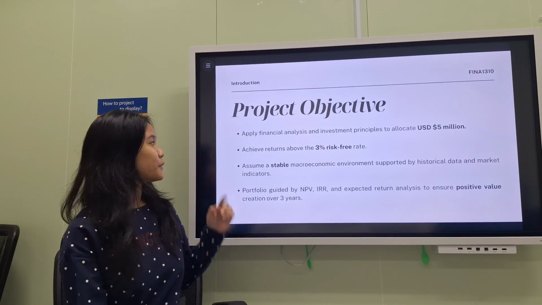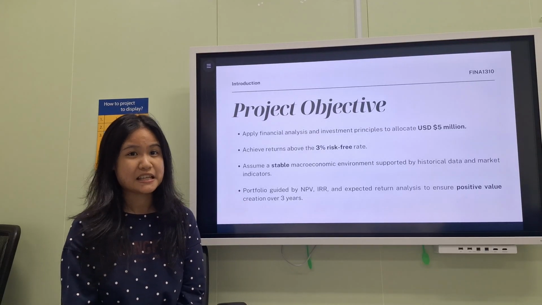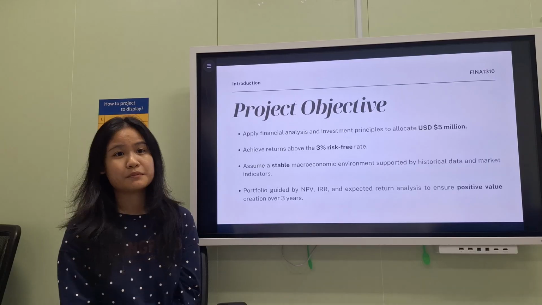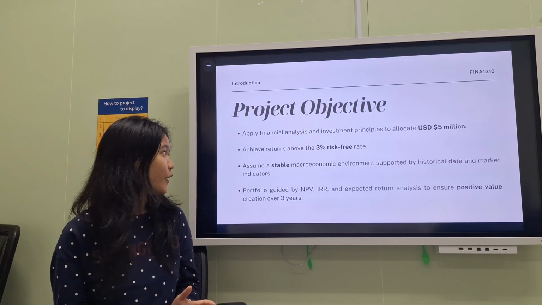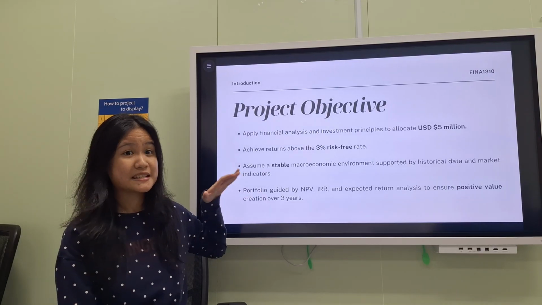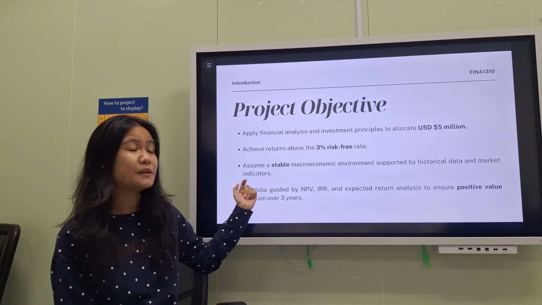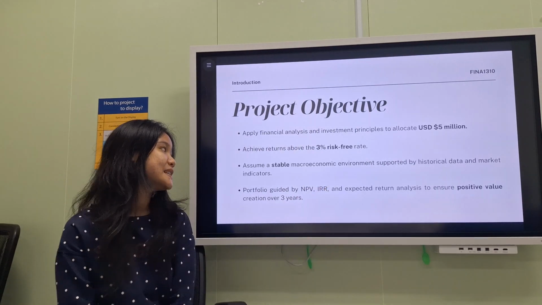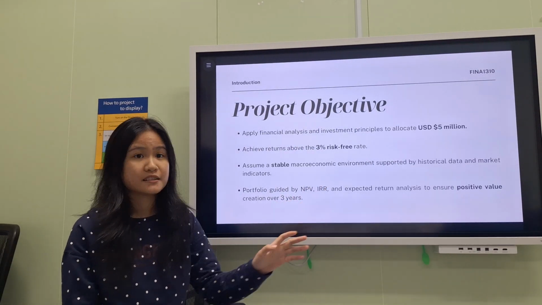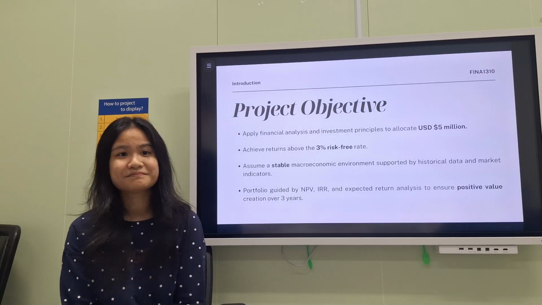So our group's product objective is to allocate $5 million into a range of investments and then use financial and investment principles that we have learned throughout the course. Our risk-free rate is 3%, so we have to achieve returns above that rate. Our assumption is a stable macroeconomic environment. So we will use NPV, IRR, and expected return analysis to ensure that we can achieve a net positive value.